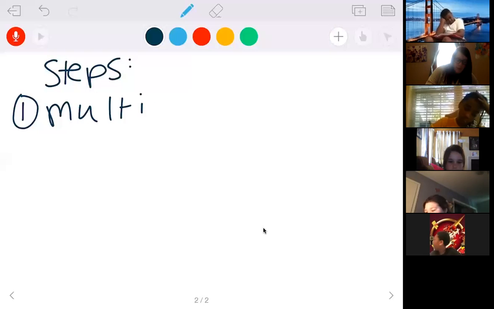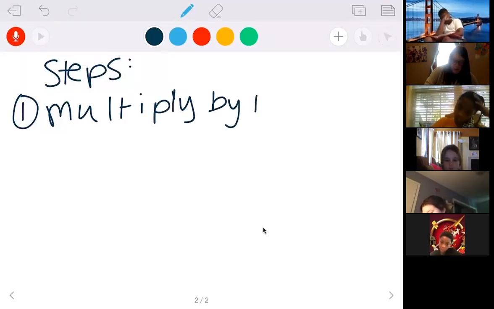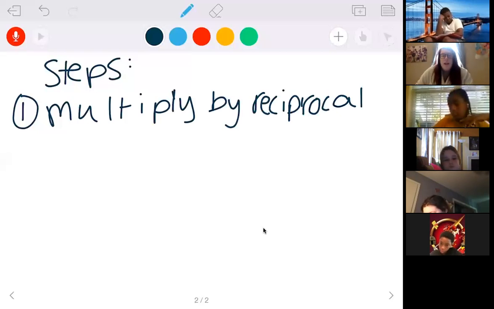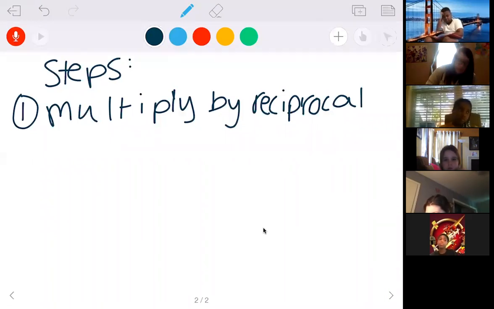So I'm just going to put multiply by reciprocal. So there's nothing to do with the first number on this one. You don't have to put it over 1, you just leave it. So then you multiply by the second number that you flip. So you flip the second number and multiply. And then you simplify.